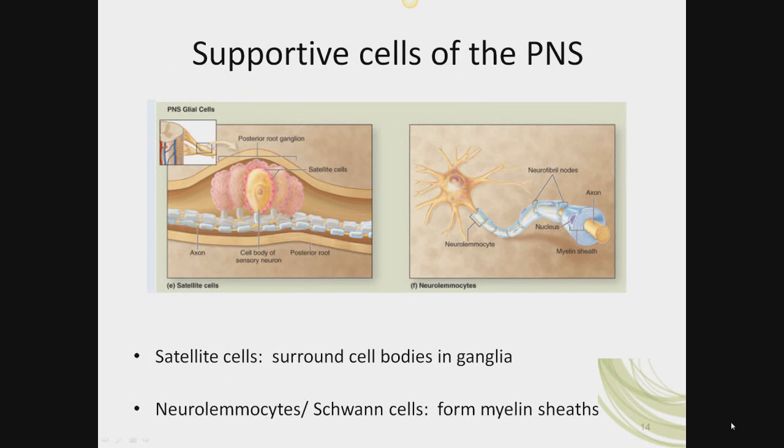Neurolemmacytes are associated with peripheral nervous system axons. These cells are responsible for myelinating these axons, a process to be discussed in the next section. So neurolemmacytes are very similar to the oligodendrocytes I just talked about. Similar, but not identical.